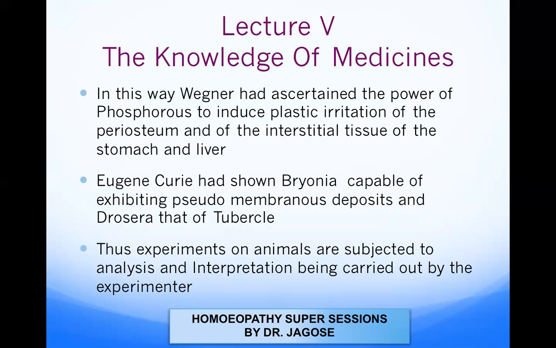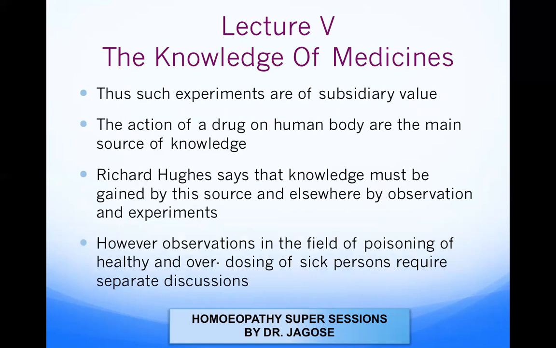So, if one person does a proving on one animal and another person does a proving on a second animal, both these interpretations will differ. Thus, such experiments are of subsidiary value. The action of a drug on the human body is the main source of knowledge. So again, he always reminds you that the main knowledge of medicines can only be got through drug proving. That's the only correct source.